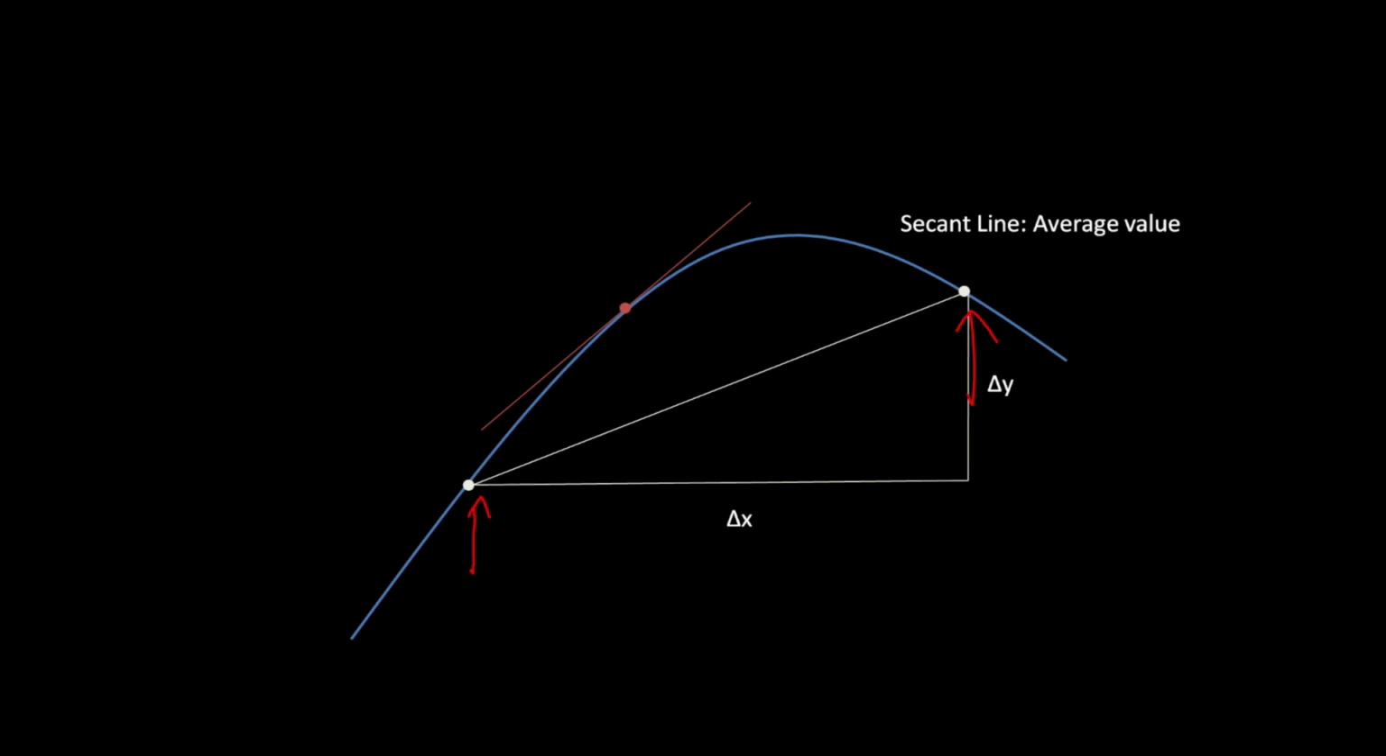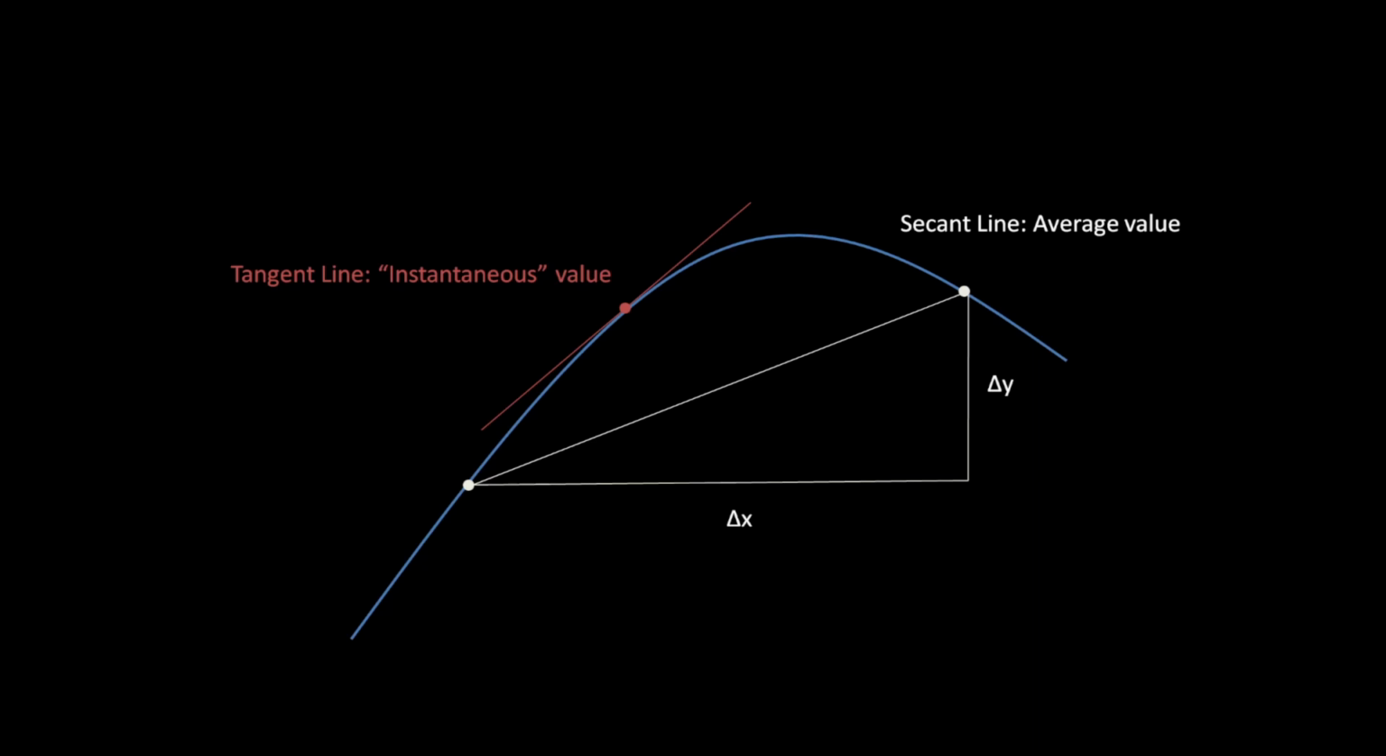But that's really not what we're interested in. We want to know, what is the slope exactly at this point? Now this red line is called the tangent line, and it gives us the instantaneous value, the value right at this point, not some average value, but exactly what it is at this point. And this is the one we want to try to figure out.